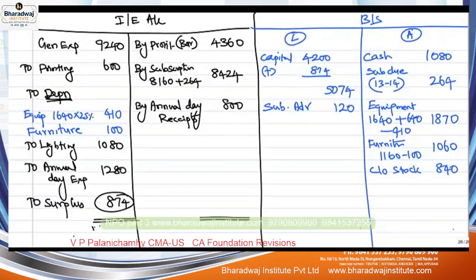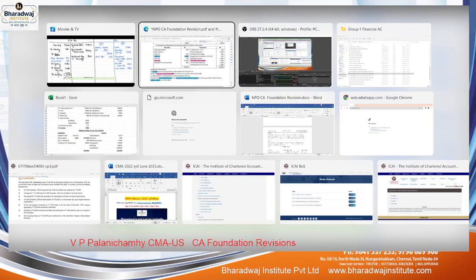500. Pay attention. That's my mistake. Listen. Closing cash balance எவ்வளவு இருக்கு? 1080. Subscription due for the current year. எவ்வளவு current year? 264. Equipment பாத்தீங்கன்னா opening balance plus purchase பண்ணிருக்கோம் minus depreciation. Opening plus purchase minus depreciation வரும். Furniture 1160 minus 100, 1060. Closing stock of bar எவ்வளவு வரும்? 840 வரும். So subscription due.